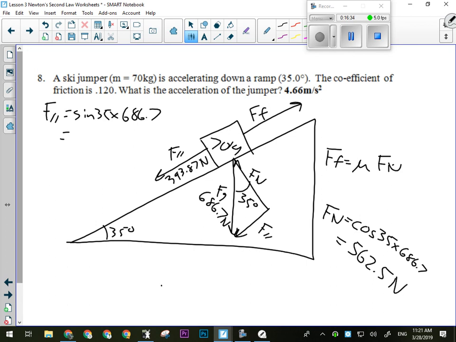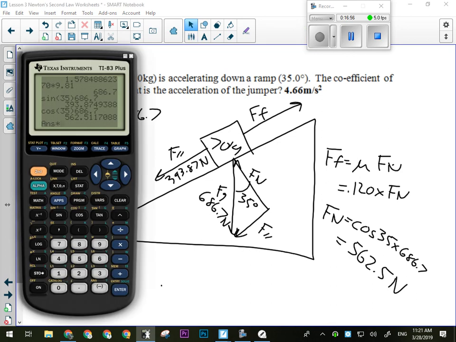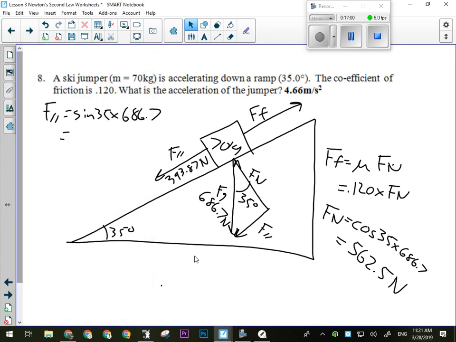If we're given the coefficient of friction on an inclined plane, that's when we need to calculate the normal force. It's the only inclined plane situation where normal force will be important to actually have as a number. Now that I have that, I can plug it in here. The coefficient of friction was 0.120, times the normal force that we just calculated. So times 0.12, and there's my force of friction, 67.5 newtons.